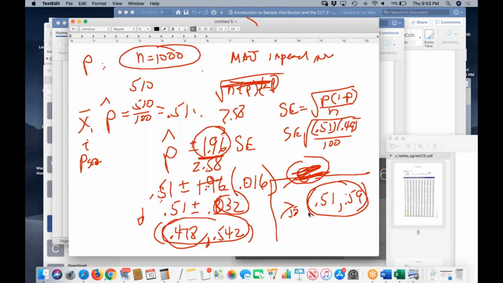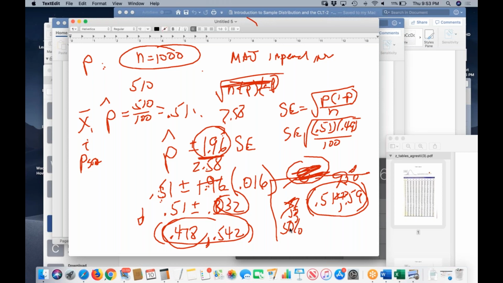Right. In other words, if I told you that we are 95% certain that the proportion of the population that wants an impeachment investigation is between 51% and 59%, isn't that the same thing as saying we're 95% sure it's bigger than 50%? Right? Get it?